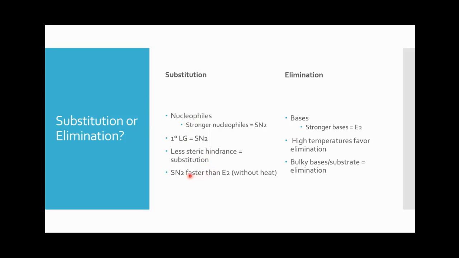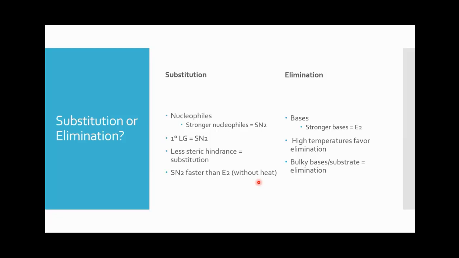Also, strong nucleophiles can also be strong bases. So if you have a strong nucleophile and a strong base, and let's say a secondary leaving group, you can't really tell between the two. Substitution will usually be faster than E2. That's without heat though.